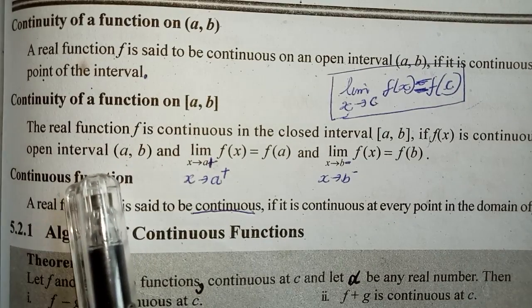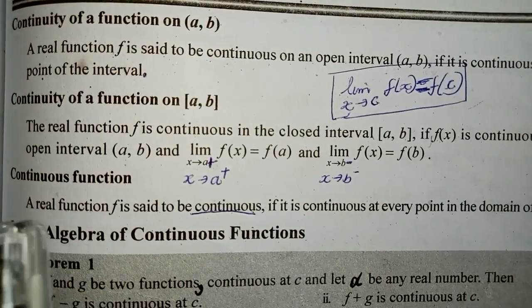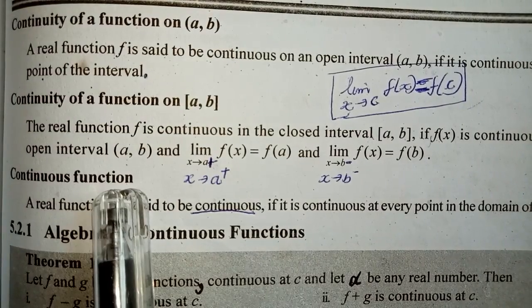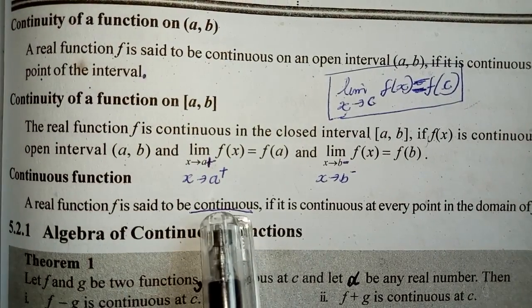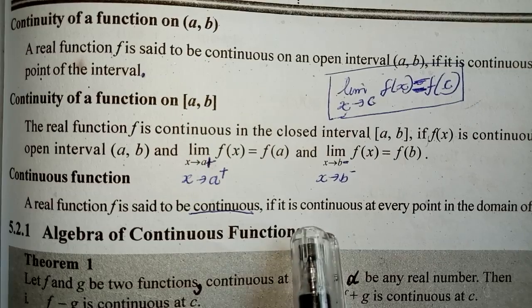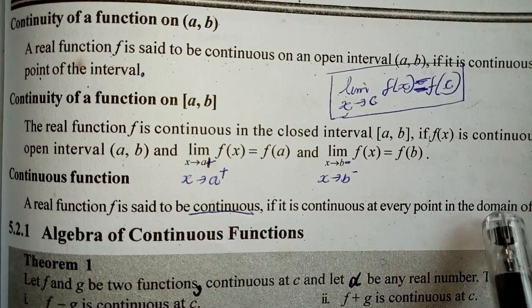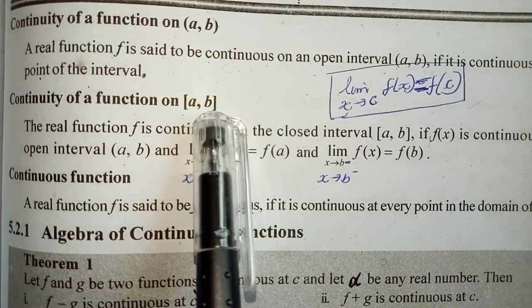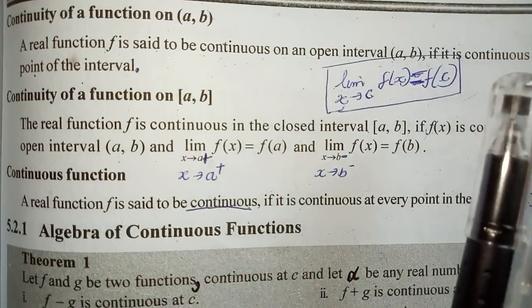Because b minus also will keep you inside. Okay. Now, when is a function continuous on a whole? A function is said to be continuous, right? If it is continuous at every point in the domain of f. That means everywhere it should be continuous.